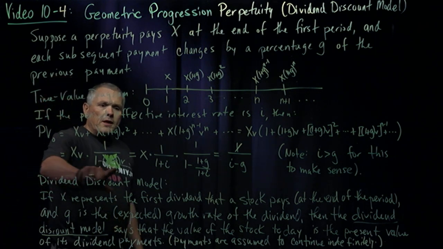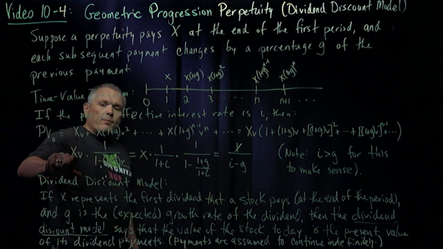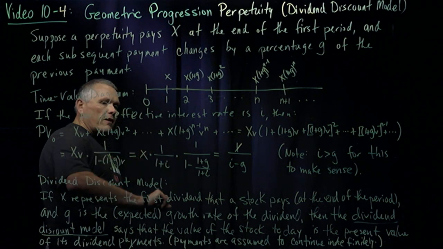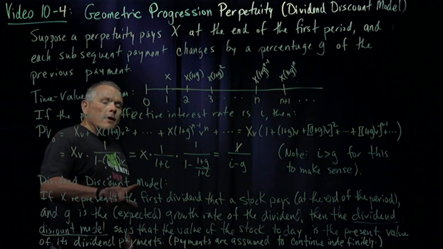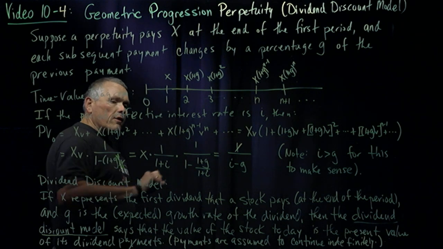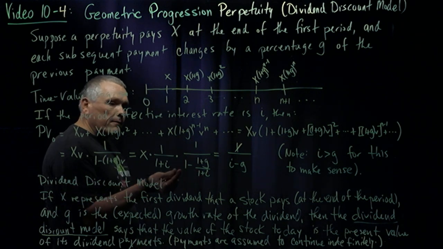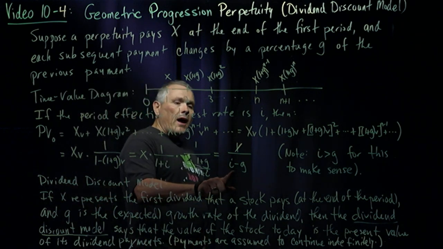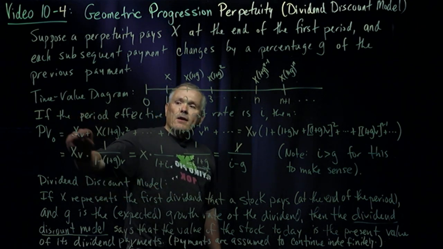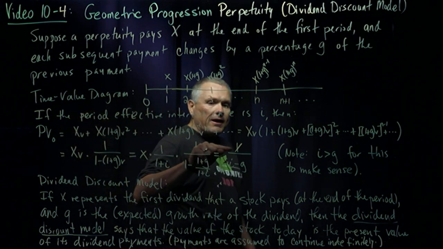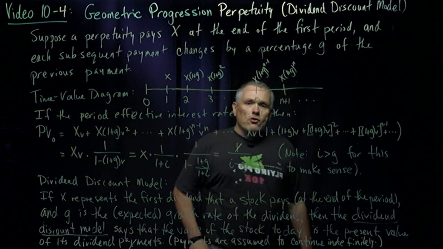V is what it usually is, 1 over 1 plus I. So replacing each of the V's with 1 over 1 plus I, we get this expression here. Then if you multiply the 1 plus I through on the bottom and simplify, you'll get I minus G on the bottom. So the present value of this perpetuity turns out to be X over I minus G.